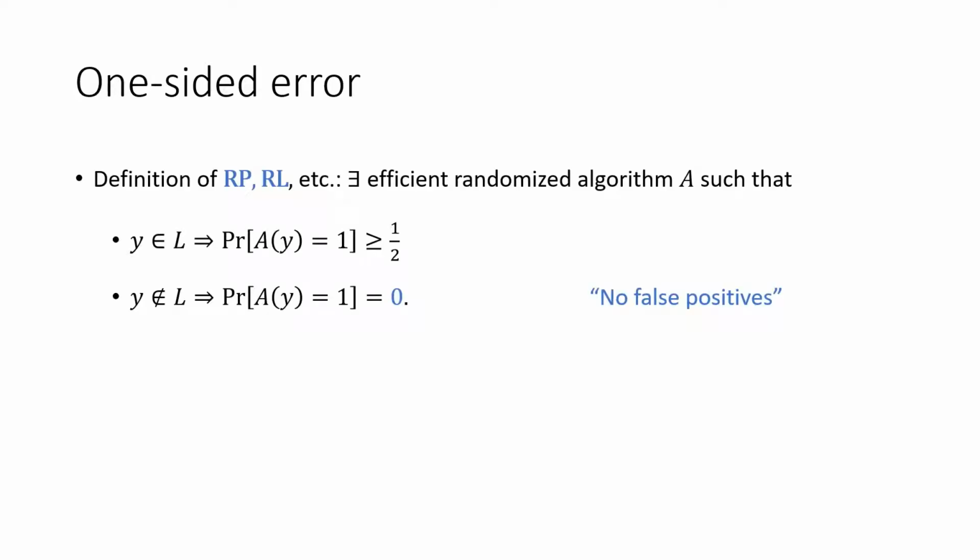That's one reason that researchers study algorithms with one-sided error. Recall that RP is defined like BPP, except that when the input is not in the language, we require that the algorithm always rejects. That is, the algorithm has no false positives. Clearly, RP sits between P and BPP, so derandomizing RP is potentially easier than derandomizing all of BPP. Similarly, RL is the one-sided version of BPL.